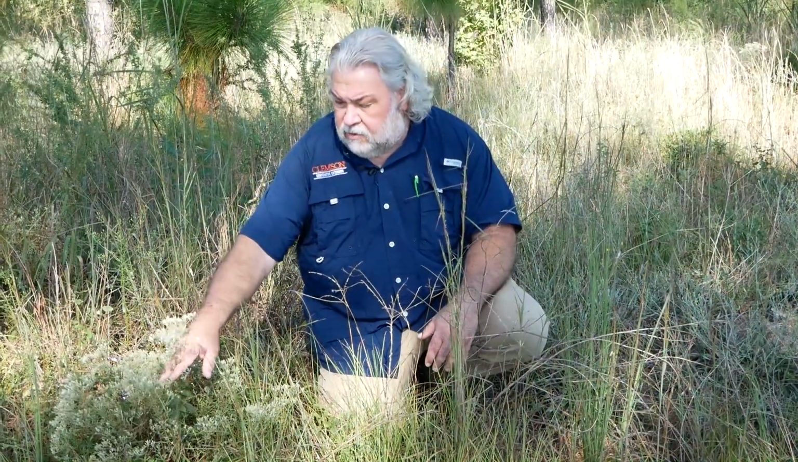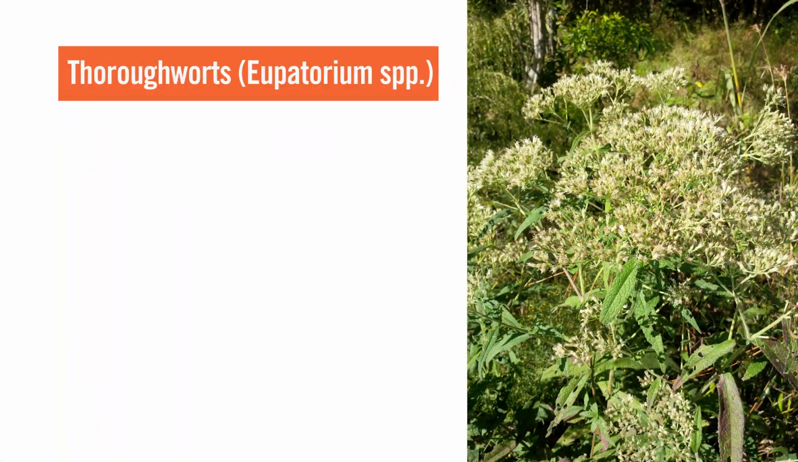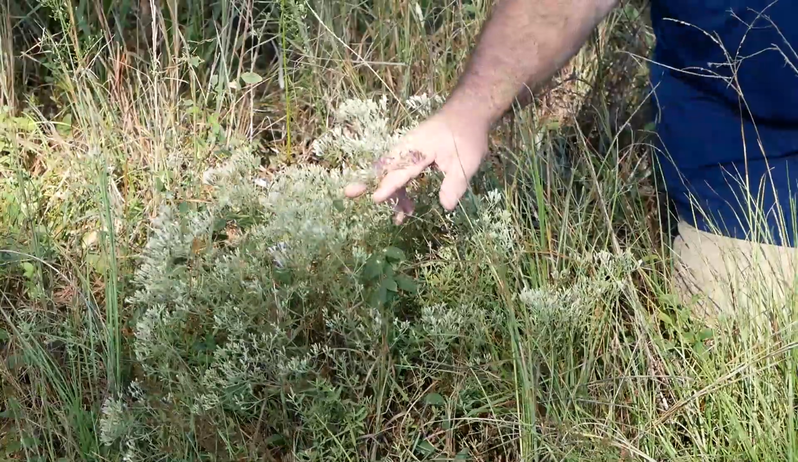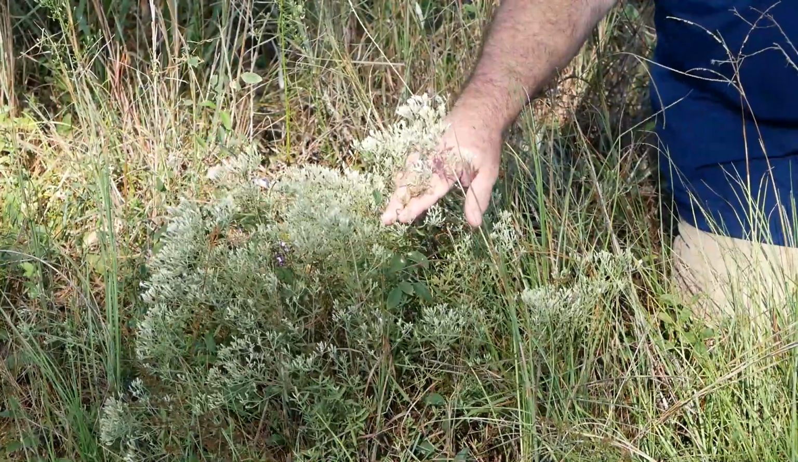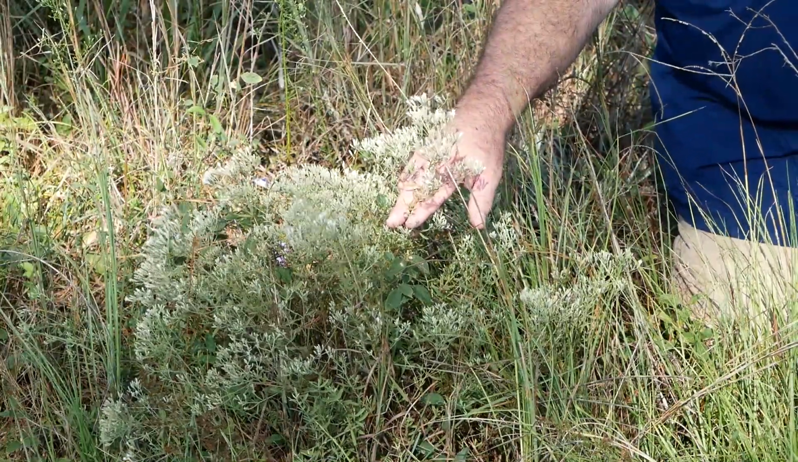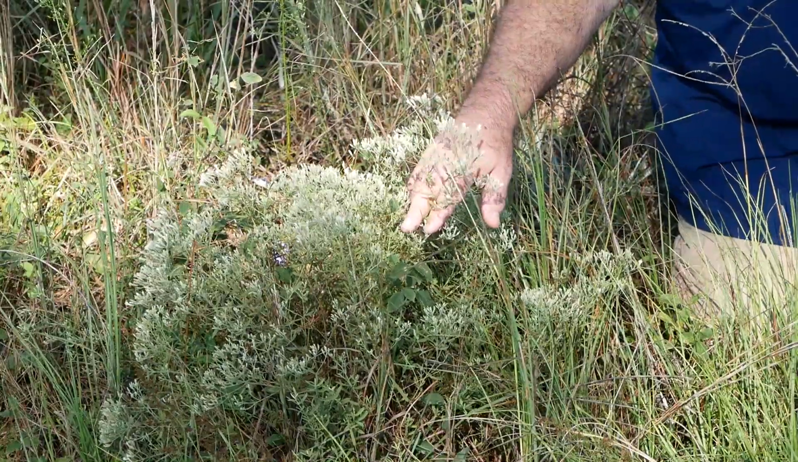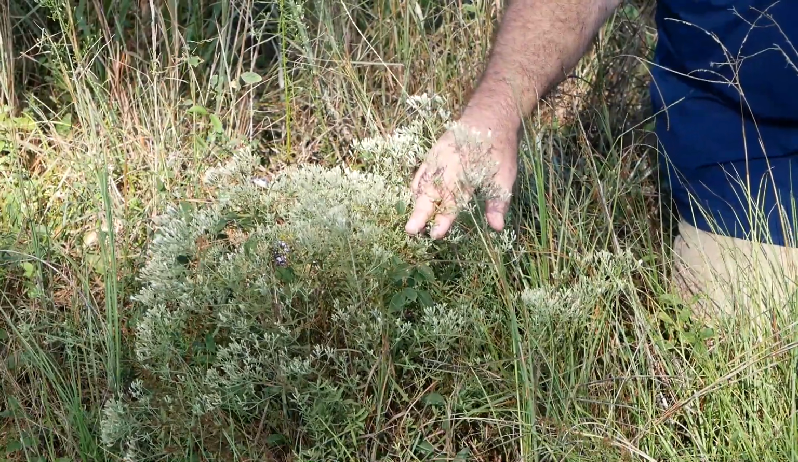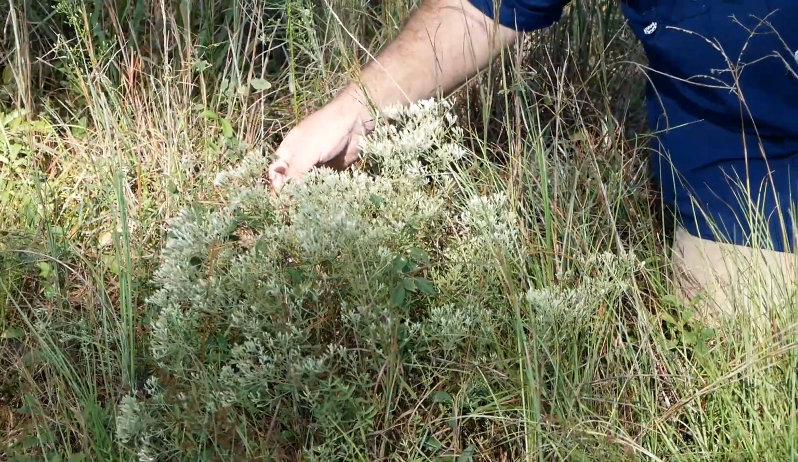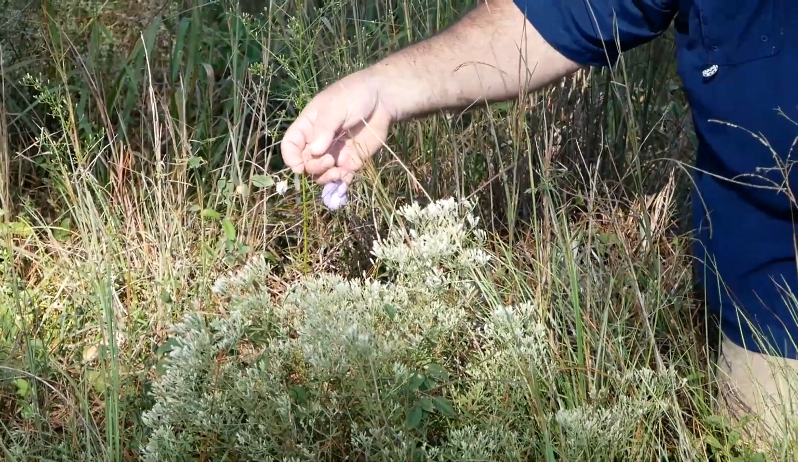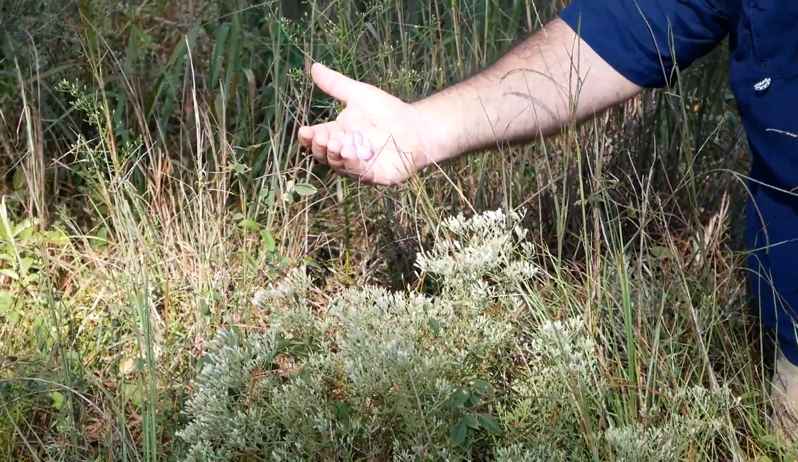So here we have one of the eupatoriums, which are in the composite family. The eupatoriums are commonly known as thoroughworts, and they are a very large group, a lot of species within the genus, but they are important like the other asters because they attract insects. Some of the seeds of composites, depending on the species, are important as quail food later on in the year as well.